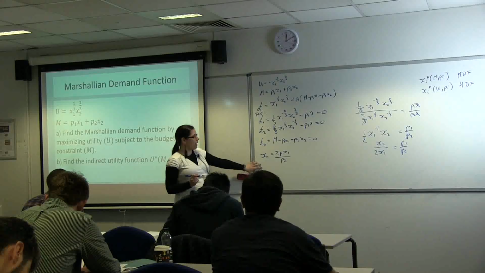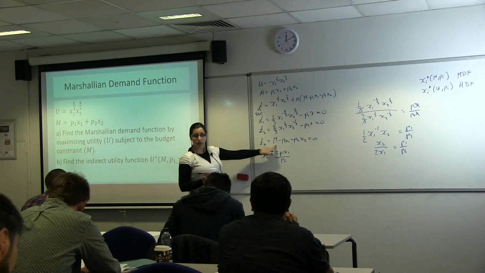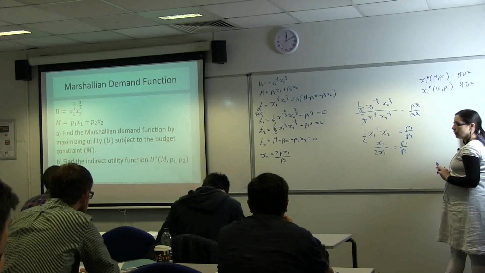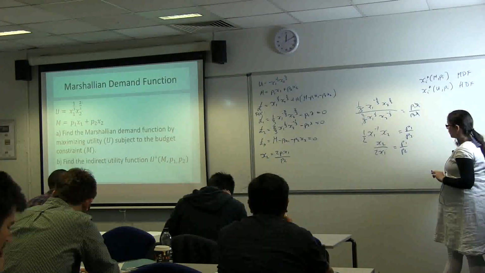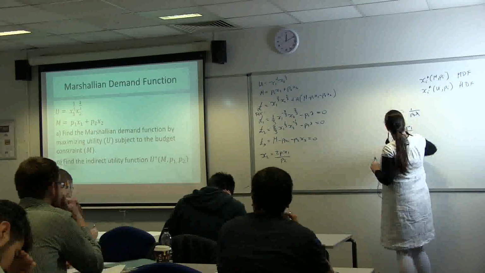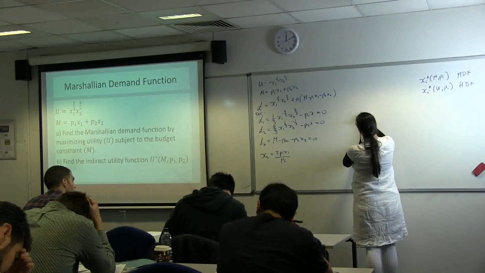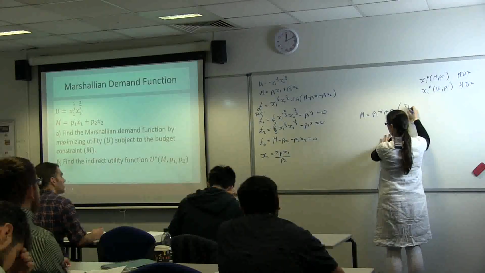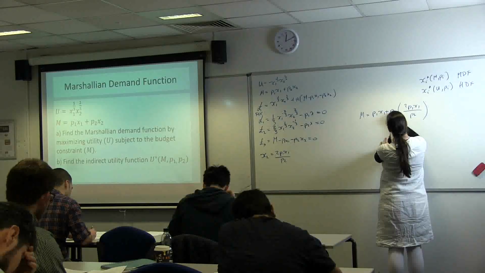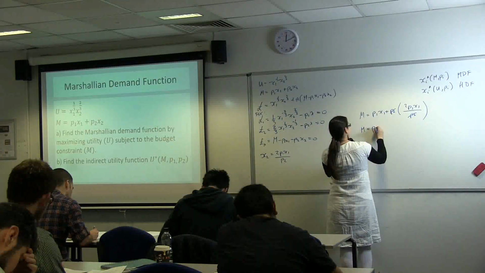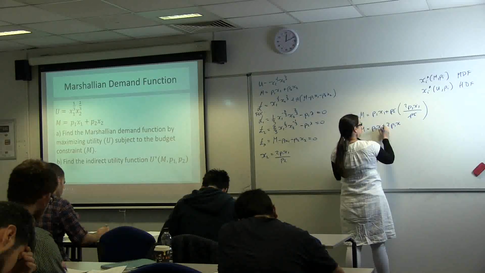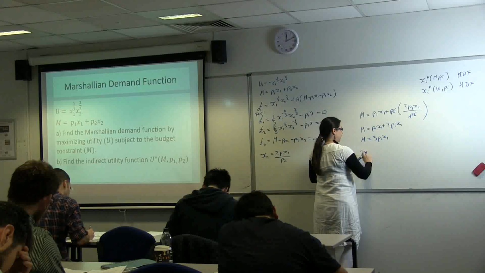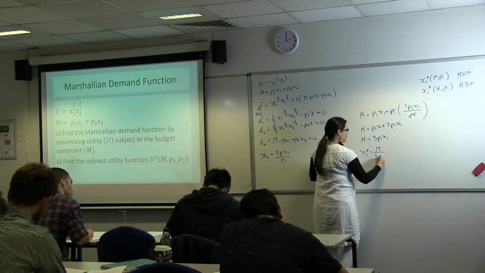And then I can substitute this back into the third equation, or rather the rearranged version of the third equation. Can I rub the board? So m equals p1 x1 plus p2 x2, which is 2 p1 x1 over p2. p2 cancels. So m is equal p1 x1 plus 2 p1 x1. So m is equal 3 p1 x1. So x1 star is equals m over 3 p1.